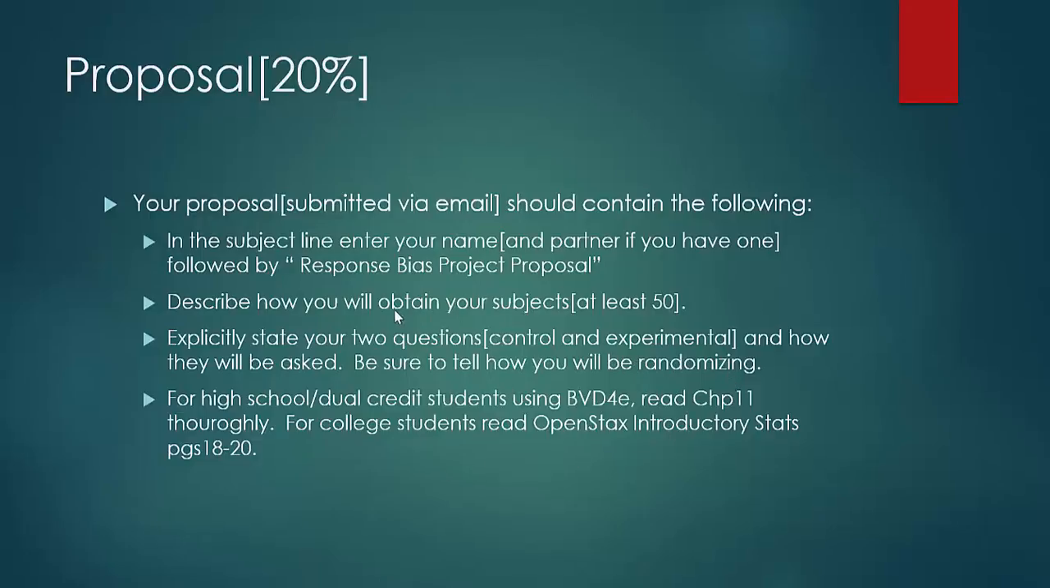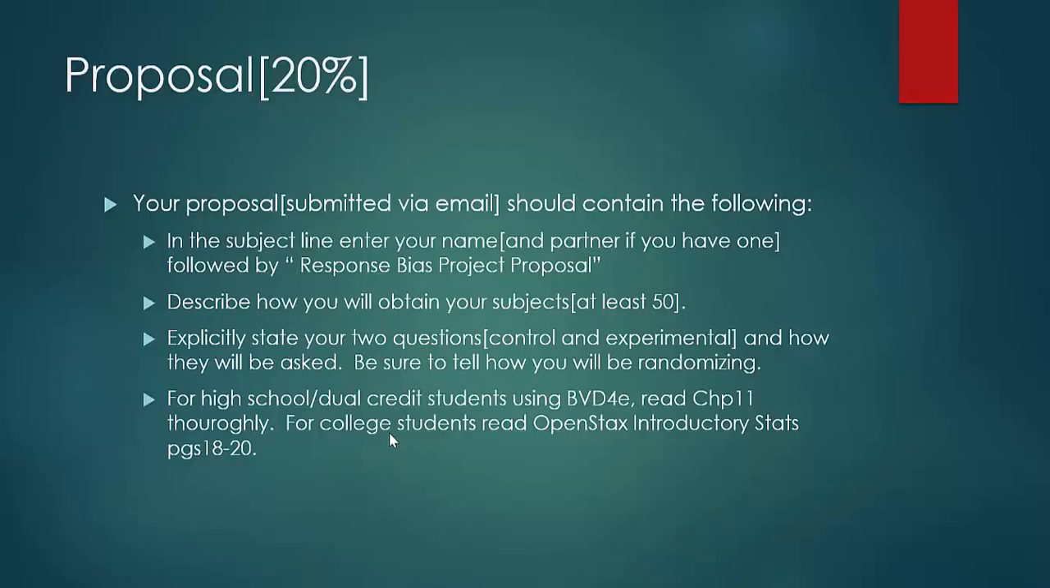To get more information on how to obtain your subjects and how to randomize, for the high school students in BVD 4E, that's that green textbook that you recently got, read chapter 11 thoroughly. Lots of great information. Now, this is about studies, observational studies, and taking samples. But it's useful in our context because we're doing a survey within an experiment.